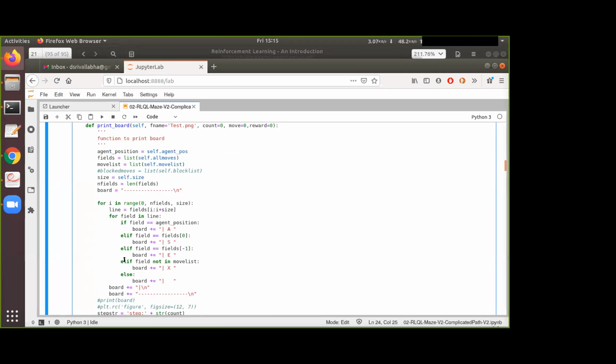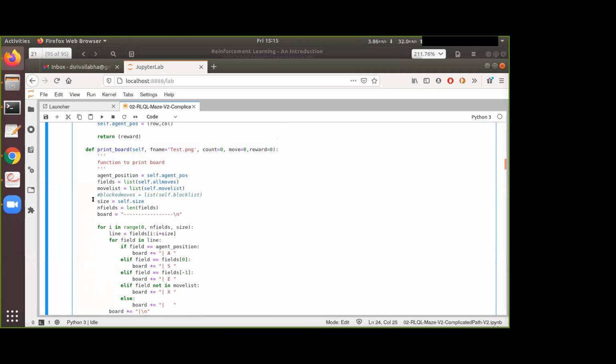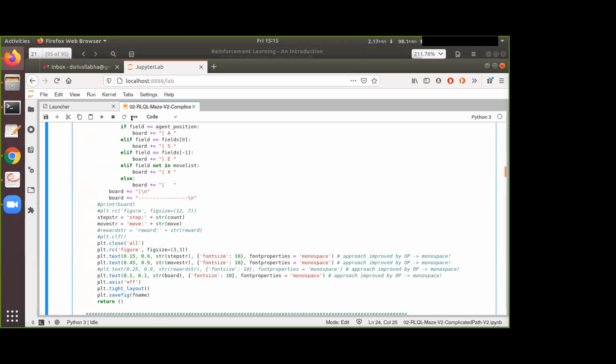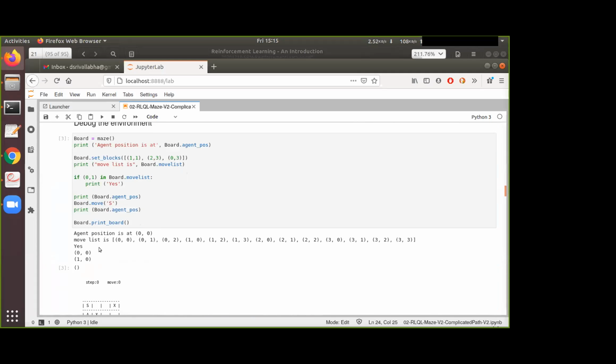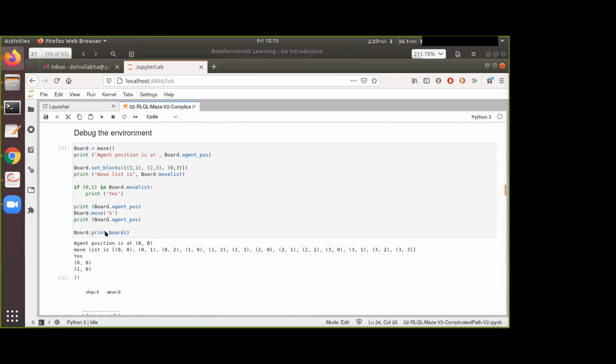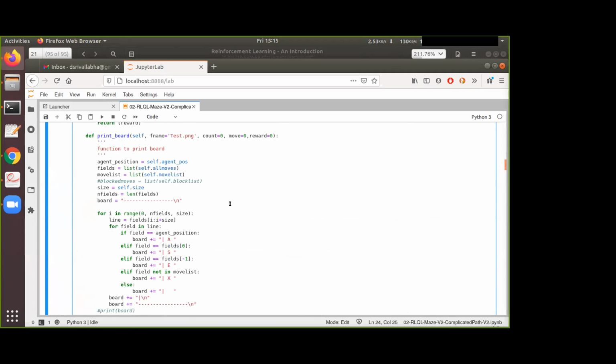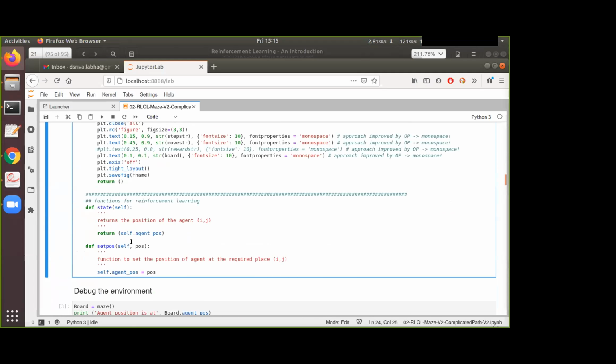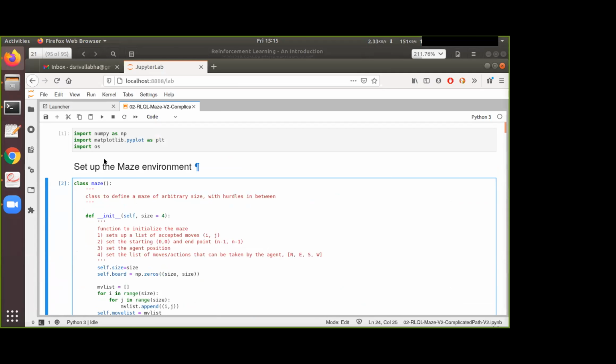Then this is a function to print the board. There is nothing much to see. In loops, I have written a small code, or got the code from some other example where people print a board. That's all it is, to see a board like this, to see the game. Then, once you have all this, there are two functions to return the state and the position. You can set the position of the agent, and you can also set the state. So very simply, this is the environment. We will go on to initialize the environment and see.